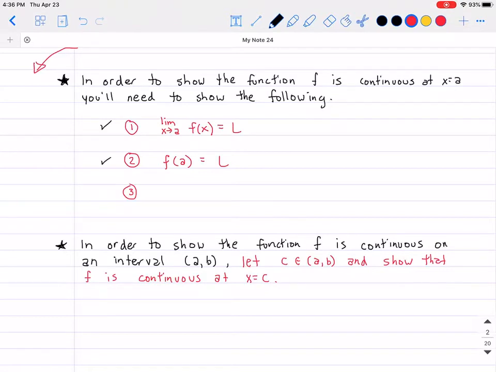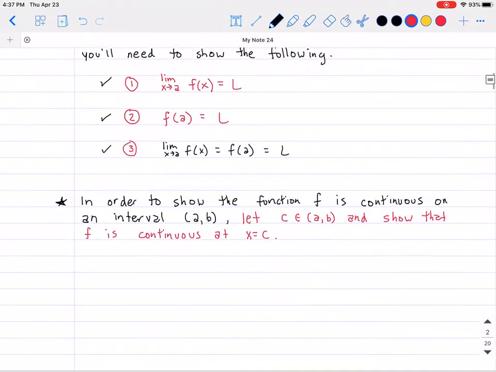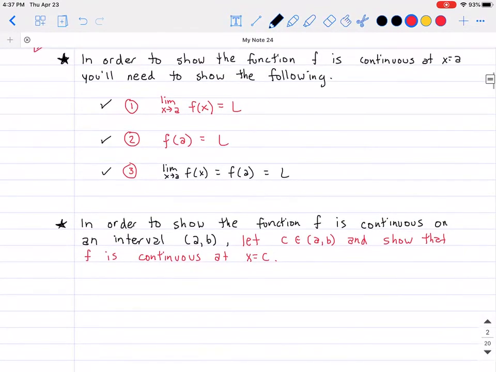Number one, the limit as x approaches a of f of x is equal to some number L. Number two, f of a is equal to L. And finally, number three, the limit as x approaches a of f of x is equal to f of a, because by the transitive property, those two things are supposed to be equal to each other.